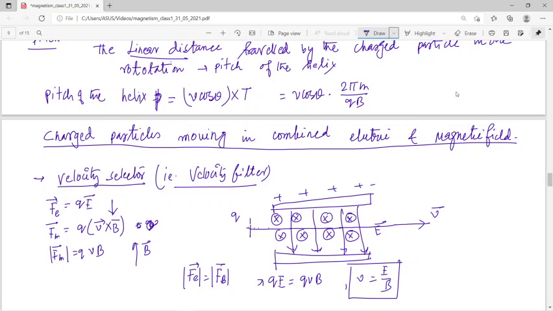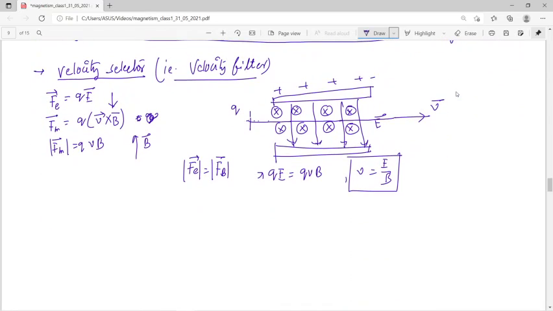Only those particles of the beam which move with a velocity given by this equation, v equals E by B, will pass through the slit. A particle moving with a velocity greater than or lesser than this will not pass through the slit. That is the main thing you should understand. That is why it is called a velocity selector.